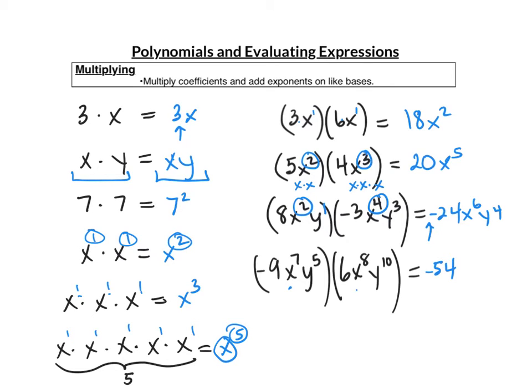X to the 7th times x to the 8th, 7 and 8. There are 15 x's multiplied. I'm adding the powers on like bases. Y to the 5th times y to the 10th. Well, that's y to the 15th. 10 and 5. When you multiply the coefficients, the numbers in front, and you add the exponents on like bases.